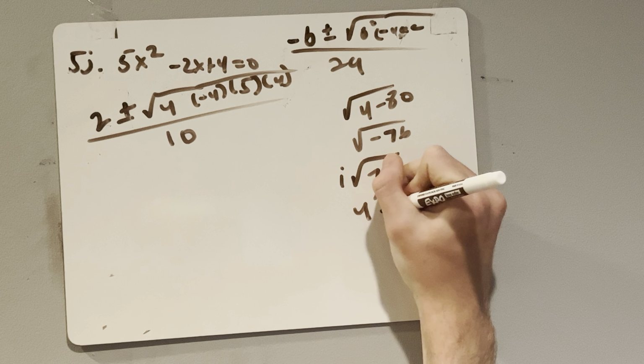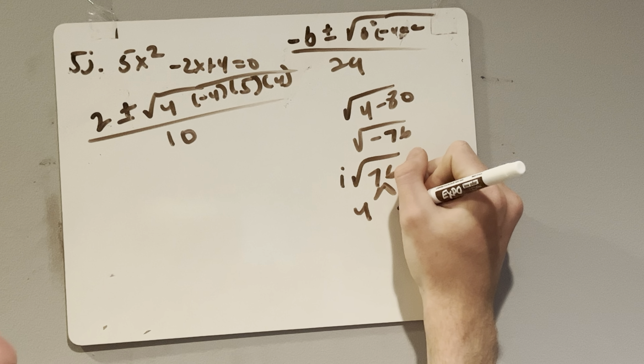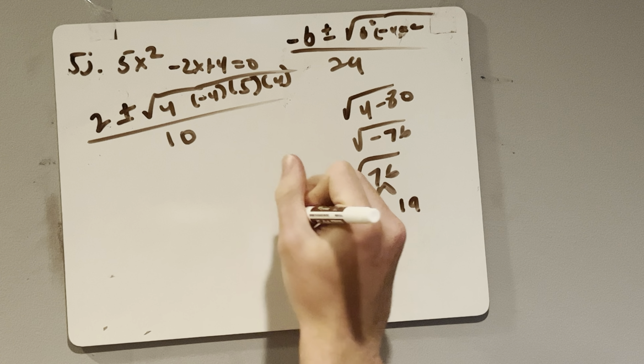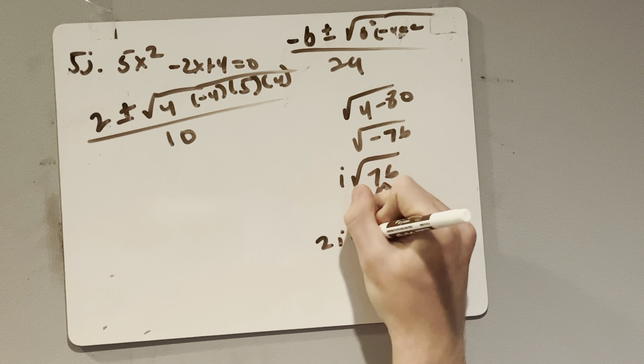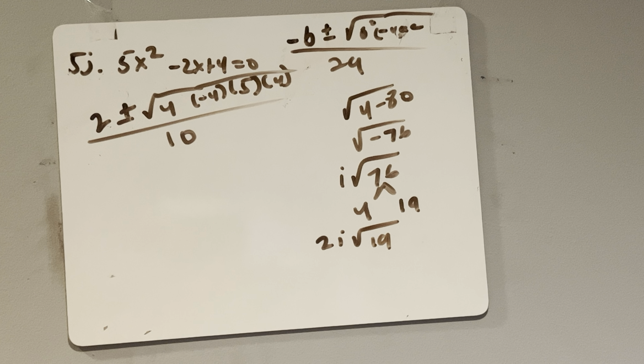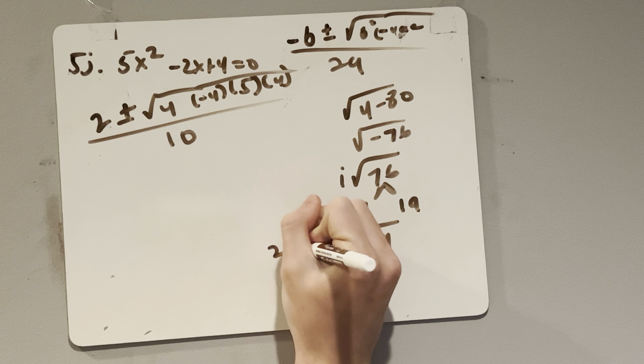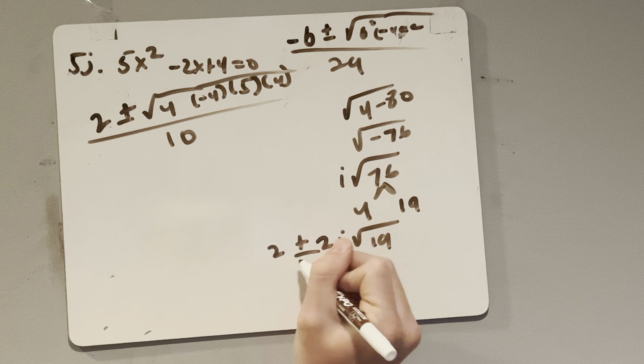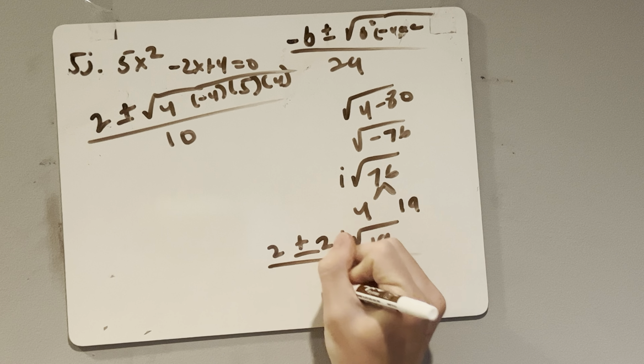76 is factorable into 4 and 19. And so we'll pull out our 4 into a 2i with a radical 19. So now we are out of our radical. We have 2 plus or minus 2i radical 19 all over 10.